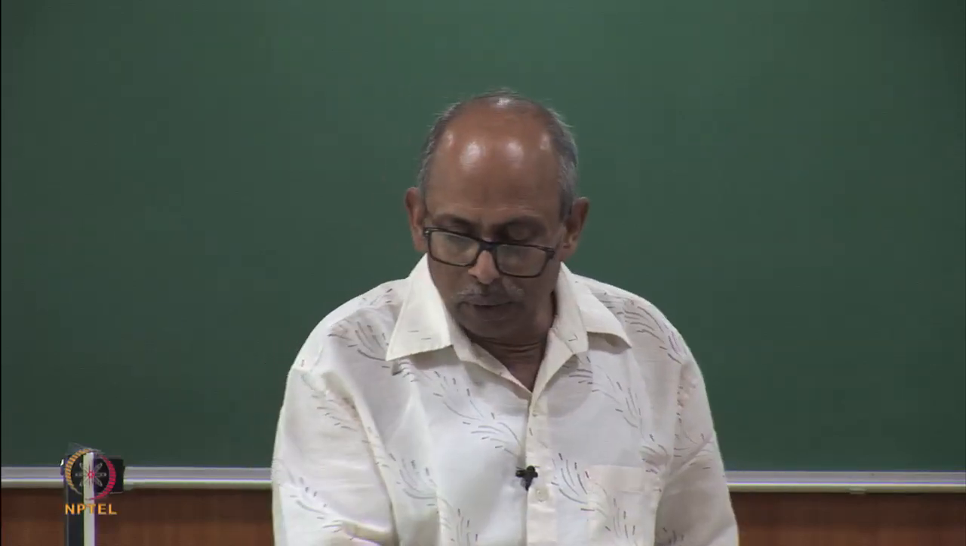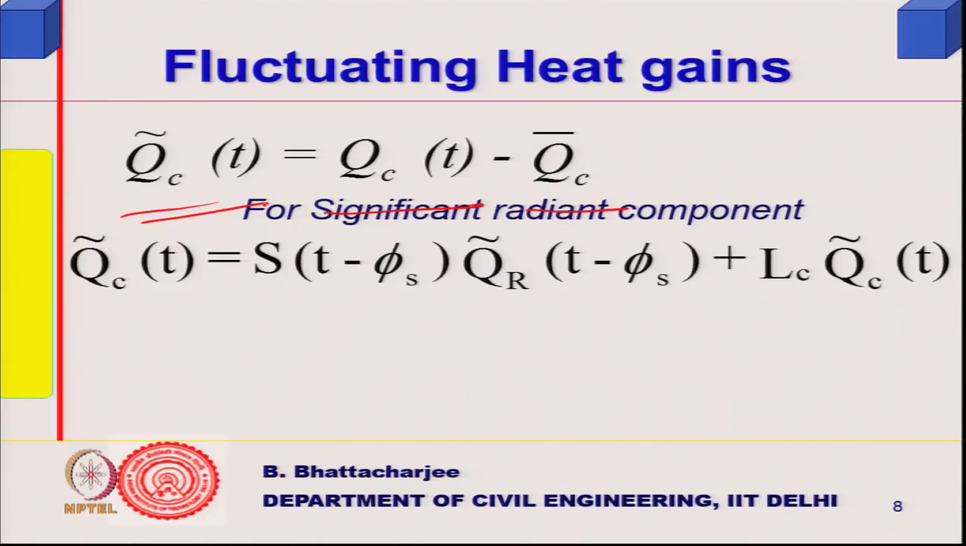So, this equation could be somewhat different if there is radiation, because some of this radiation might go to the wall and come back and things like that. So, for a significant radiant component, the equation gets complicated, because there is a time lag also associated with this, how much is being radiated. Usually in tropical countries you will have summer conditions, and there will be very little radiation component.